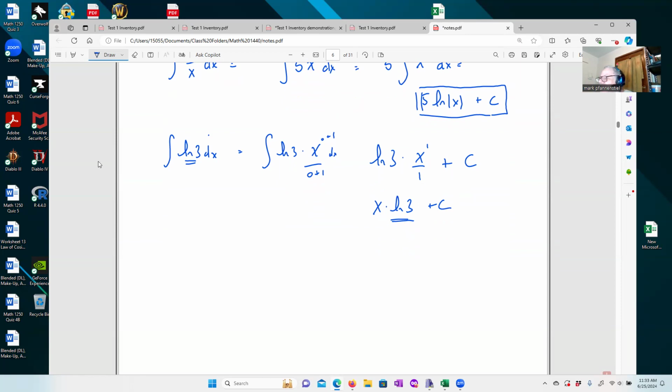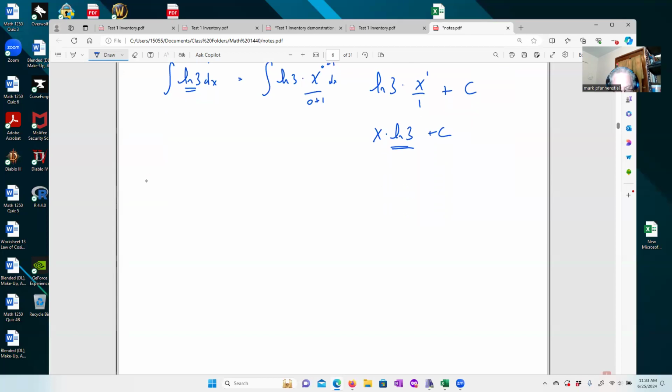Okay, let's do one that's a little bit harder. So what if we try this one? I'm going to try the integral of 1 plus x squared over x squared dx. Now, remember I said that you couldn't integrate these directly, so you can't just integrate the top and the bottom separately. You can't do this. This would be terribly wrong.